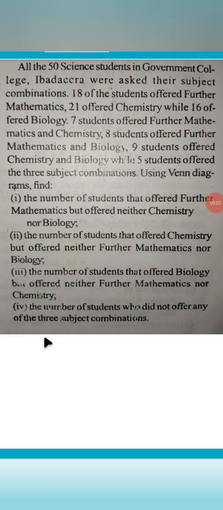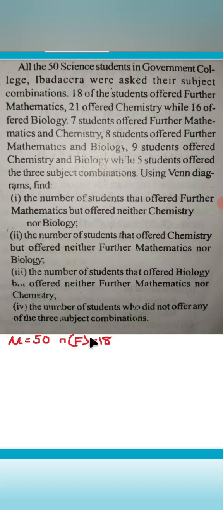Then let's have this problem right here. This is more than the one we have been doing. All 50 science students in a government college in Ibadan were asked their subject combination. So we have 50 science students, so our universal set is 50. 18 of the students offer further mathematics. I'm going to take further mathematics as F. So I'll say the number of F is equal to 18.